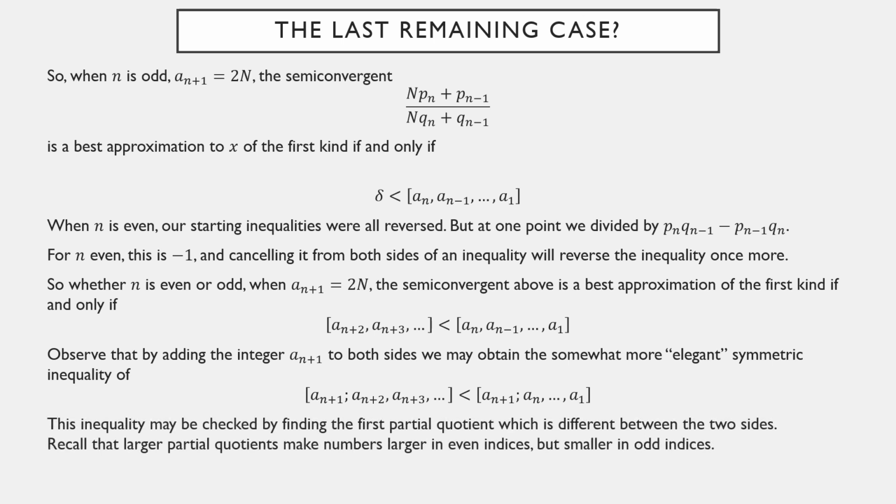The way you would check this inequality is to find the first partial quotient where the two sides are different. The first partial quotient where they're different, one of them's bigger than another. If you have a bigger partial quotient in an even index, that means the number is bigger, and if you have it in an odd index, that means the number is smaller. So this will hold exactly when the first index at which these two things are different has this side having a larger number in an even index, or this side having a larger number in an odd index.